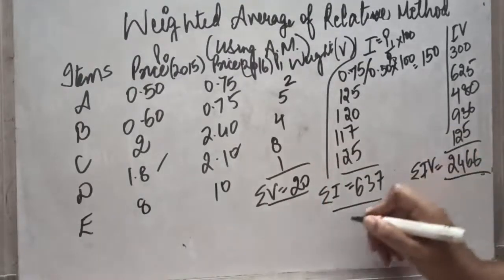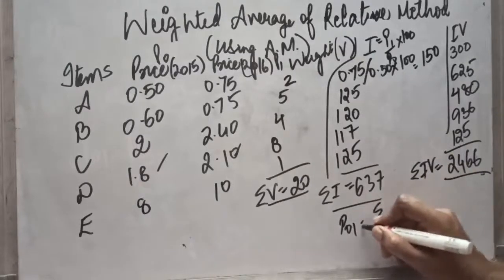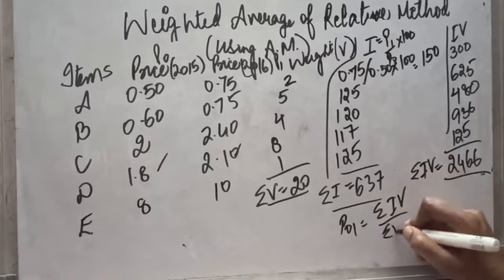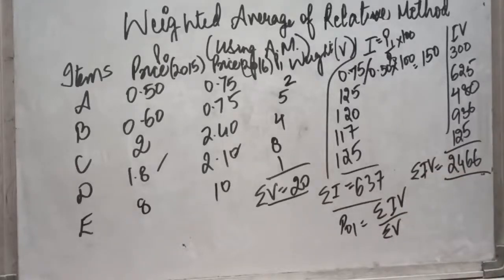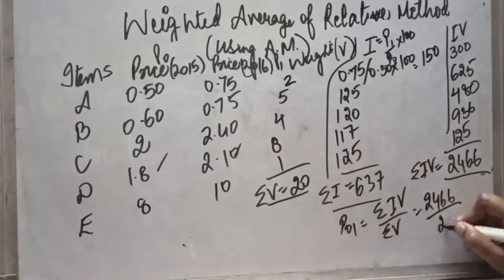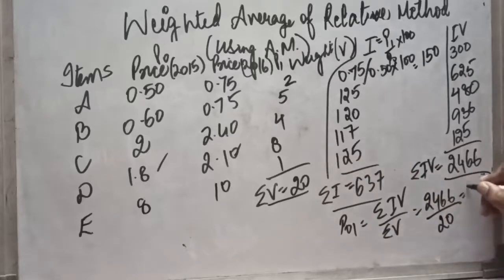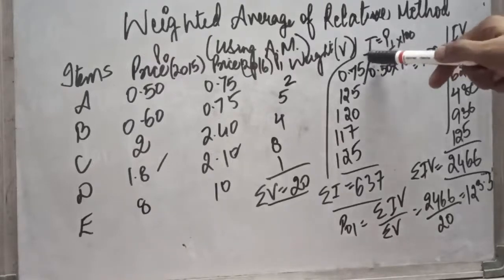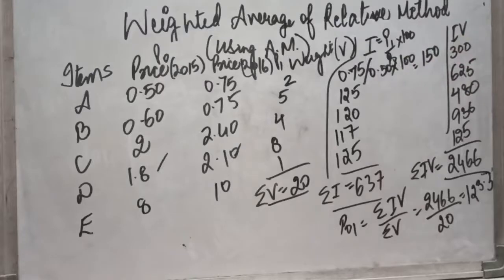So now let us apply the formula of the index number. This was the formula, sigma IV divided by sigma V. Sigma IV is 2466 and sigma V is 20. When we divide it, it will be 123.3. So this is our price index according to the arithmetic mean and weighted average of relative method. If you see, the formula is the same as we have seen in the simple average of relative method. Only after calculation of P or I here, we have multiplied it with weights and we have divided with weights instead of N.